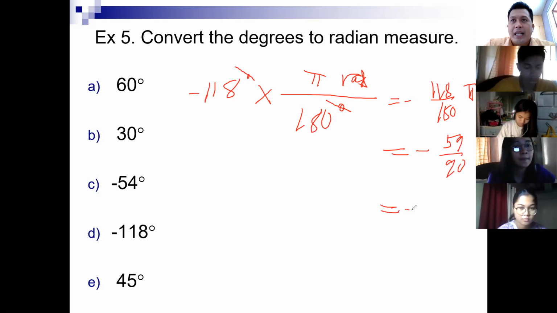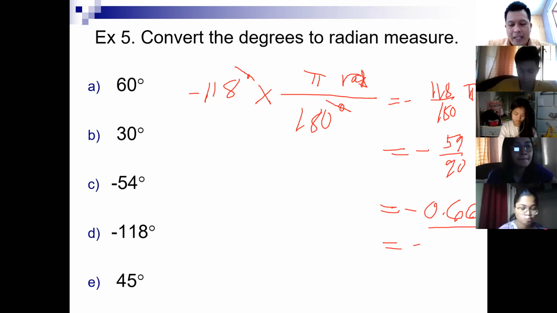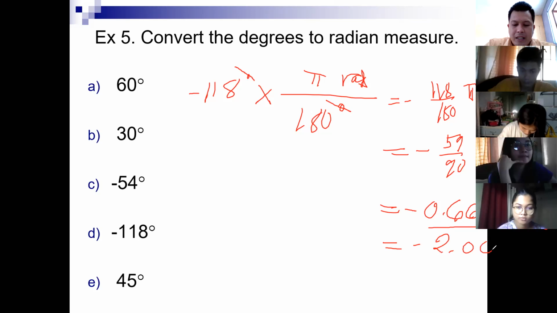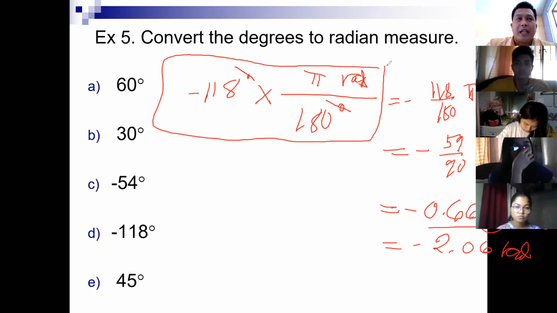Or the answer of Tricia was negative 0.66 pi radian, in decimal, but with pi. If you wish to cancel the pi, you multiply it by 3.14 and you'll get the final decimal value of negative 2.06 radian, without the pi, because you now replace the pi with 3.14. So this is the solution or the algorithm to find the radian measure given the degree measure.